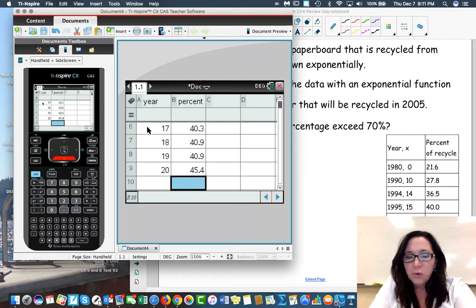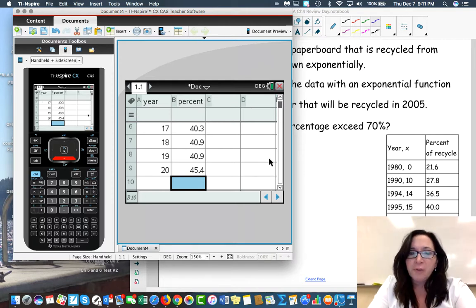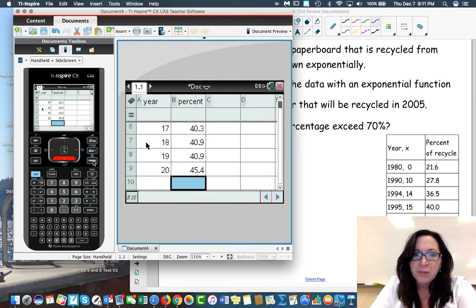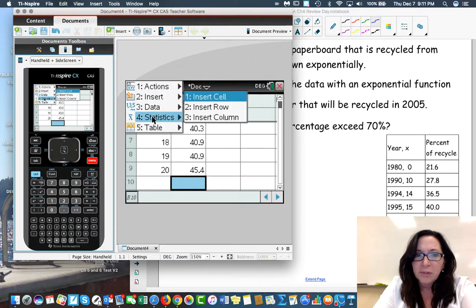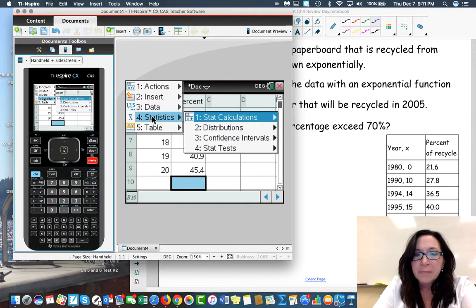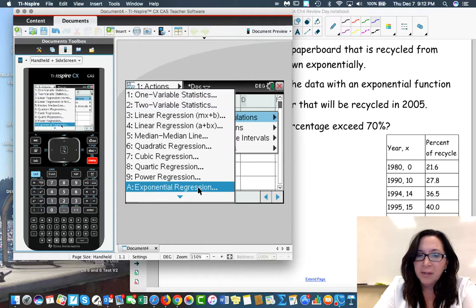Now, there's two ways that I can get my equation, okay? The first way to get my equation is basically to, once I'm here, go to menu, and I roll down to statistics, and I do stat calculations, and then I do exponential regression.